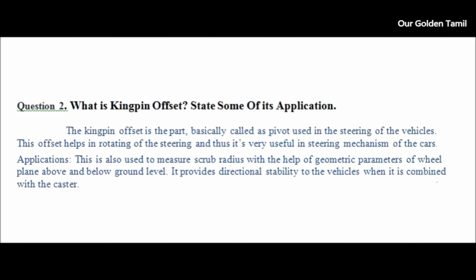Question 2. What is kingpin offset? State some of its applications. Answer. The kingpin offset is the part, basically called a pivot, used in the steering of vehicles. This offset helps in rotating the steering and thus it's very useful in the steering mechanism of cars. Applications. This is also used to measure scrub radius with the help of geometric parameters of the wheel plane above and below ground level. It provides directional stability to vehicles when combined with the caster.